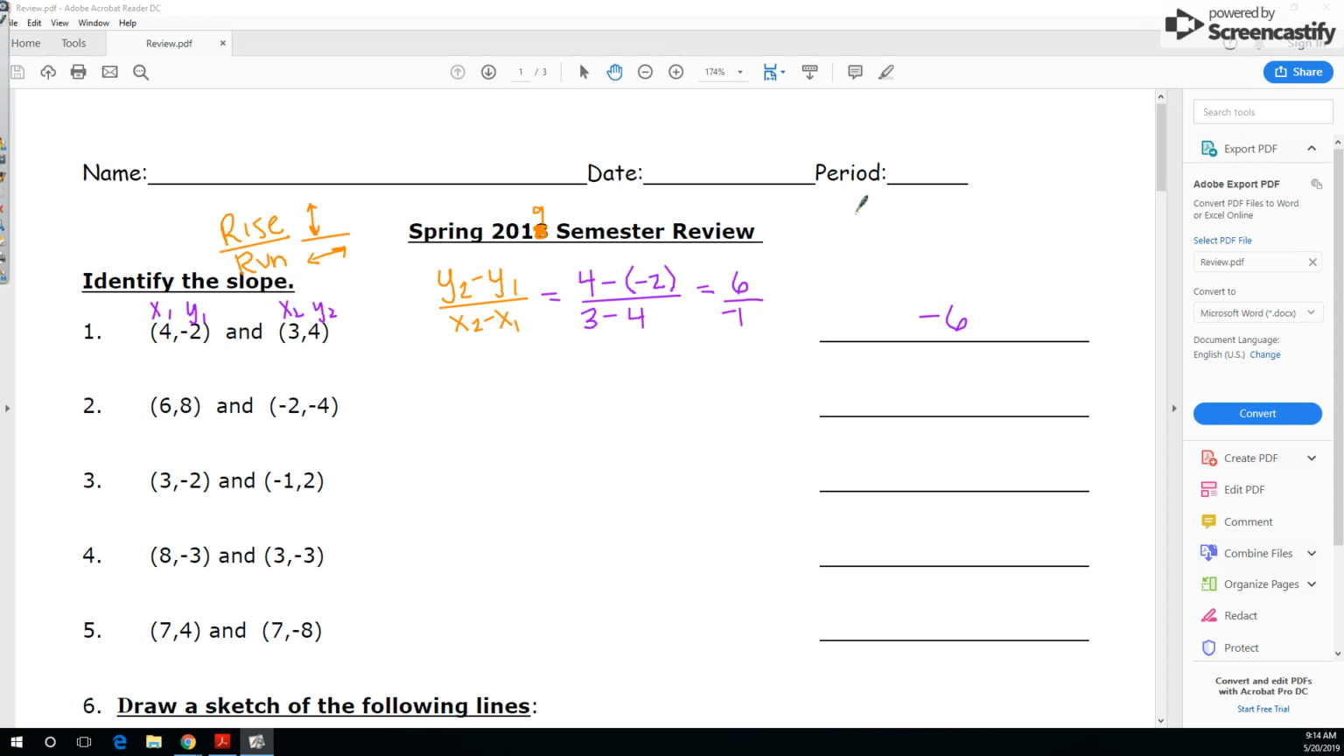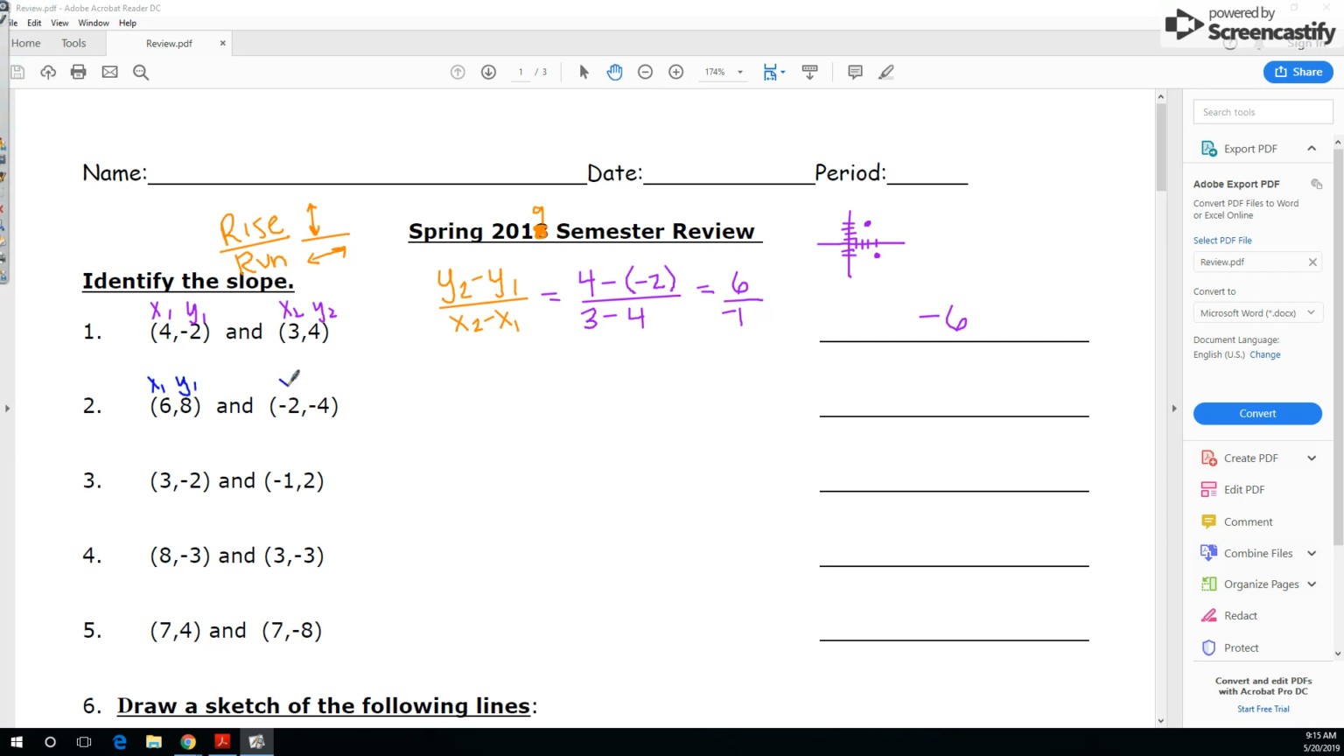So what that means is that on a graph, 4, negative 2 is here, and 3, positive 4 is there. So to get from left to right, from this point down to that point, we go down 6 and over 1 when we connect those points. Down 6 over 1. Okay, next one.